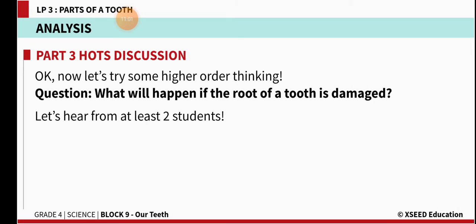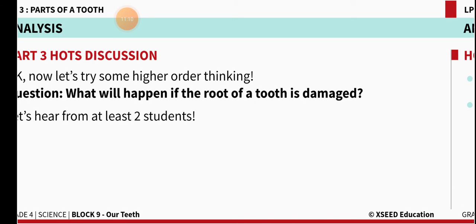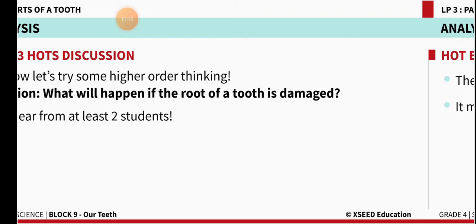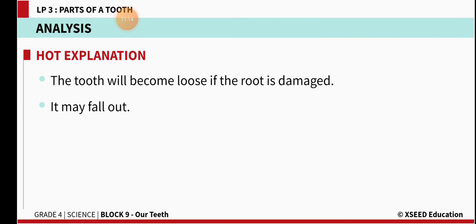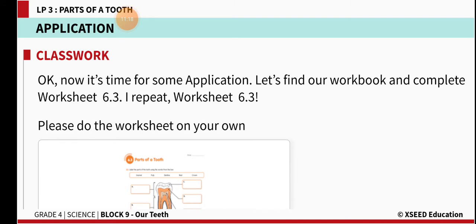What will happen if the root of your tooth is damaged? If the root is damaged, definitely the tooth cannot be fixed strongly in the jaws. Yes, it may fall out. When the root is not so strong, definitely the tooth may fall out.